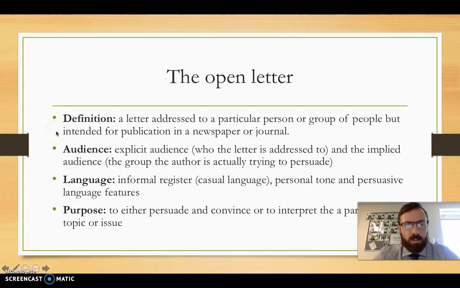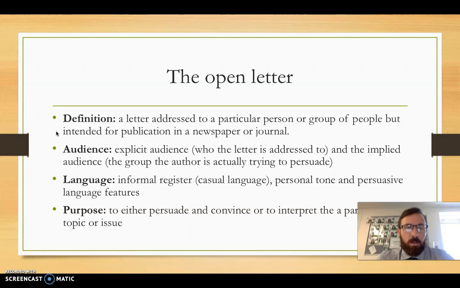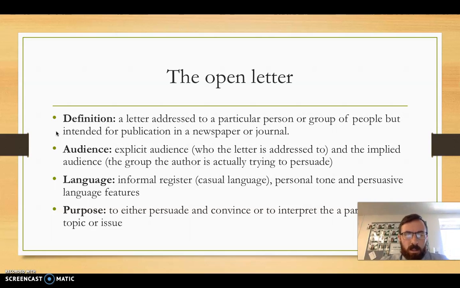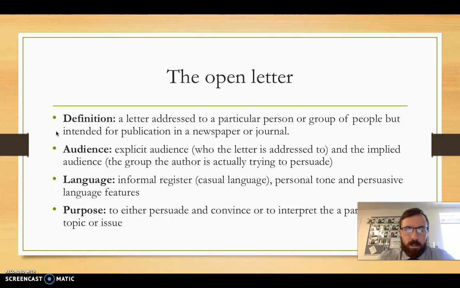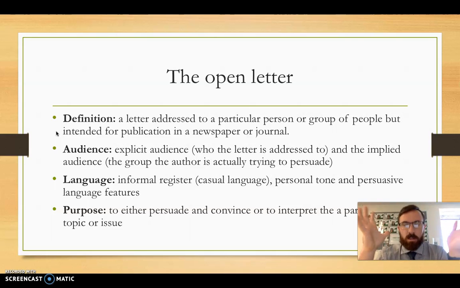An open letter is typically addressed to a particular person or group of people, intended for publication in a newsletter or newspaper or journal. They do still use them today. You can open up a newspaper and typically find one in there. There normally is an explicit audience, so the audience is clear, or the audience is implied, so it might be to Pauline Hanson, which is the example we're going to look at, or it could be to the people of Australia, which I'd always recommend against because it's too broad. You can't appeal to everyone's values if you're saying simply to everyone in Australia, so just keep that in mind.